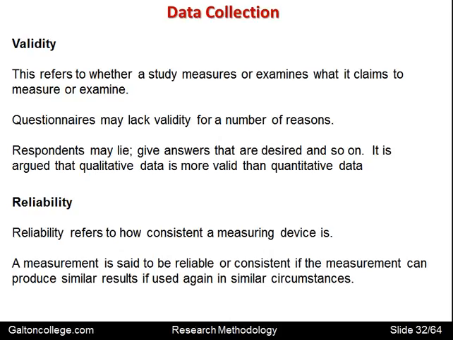Reliability. Well, reliability refers to how consistent a measuring device is. I mean, in engineering even tools, the reliability of something is measured by how reliable the instruments for measuring are. A measurement is said to be reliable or consistent if the measurement can produce similar results if used again in similar circumstances. So reliability means that if the survey was conducted again, would it produce the same results? If it did, then that's reliable.